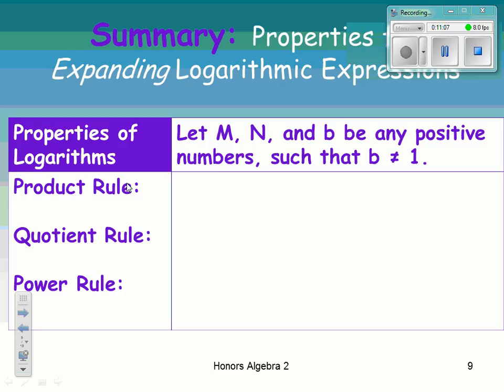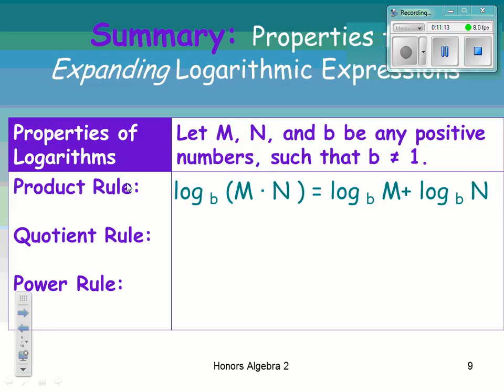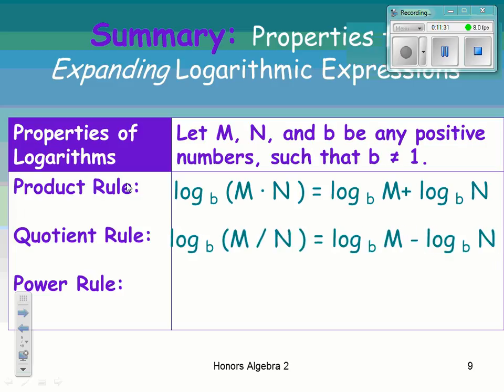Okay, so looking at my properties, this is just kind of a summary. So my product rule, if I had multiplying, it's going to expand to log base b of m plus log base b of n. My product rule, multiplication expands to addition. My quotient rule, division, is going to expand to subtraction. Notice I'm saying they expanded because on the left it was pretty simple, but on the right I got 2 logs and an addition sign in between them. We broke it out.